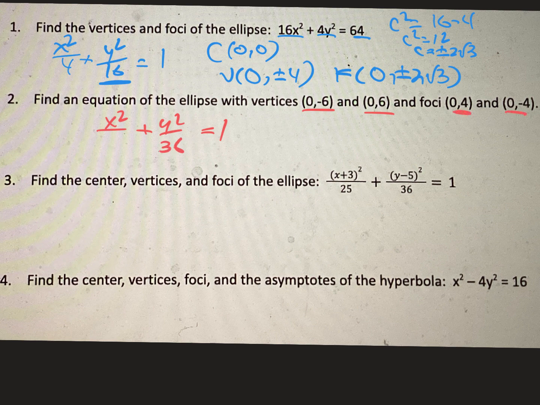The foci, that's the c. Remember, c squared is a squared minus b squared. So if I do c squared, which is 16, is a squared minus b squared, I've got to ask myself, what would I subtract from 36 to get 16? I would get 20, and there's the answer to that one.